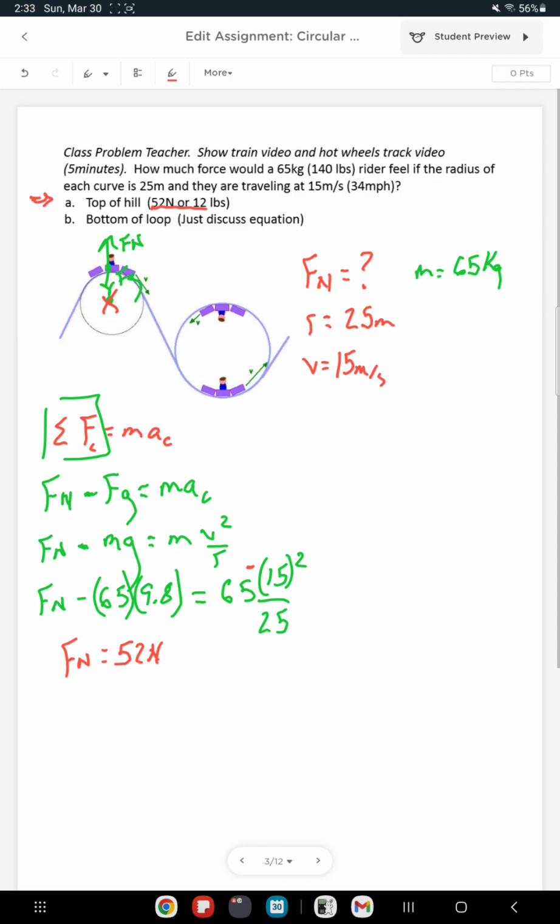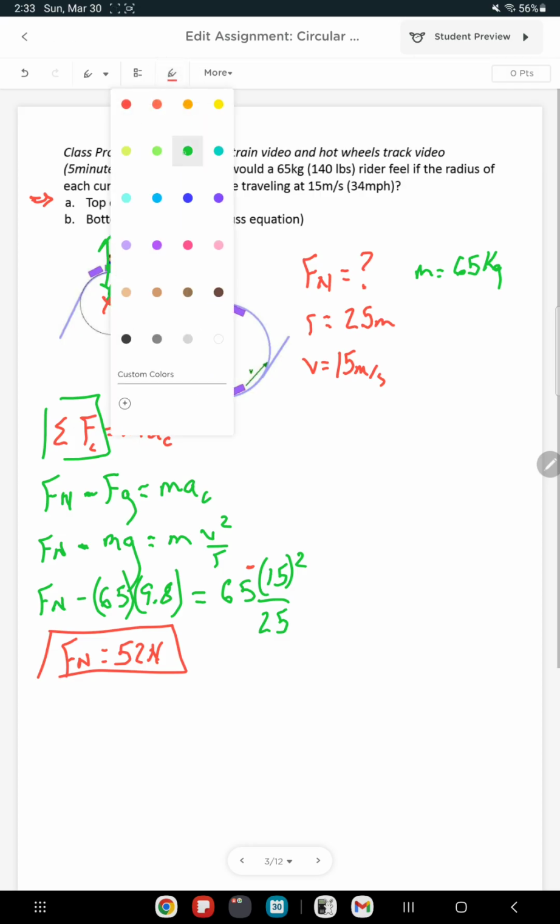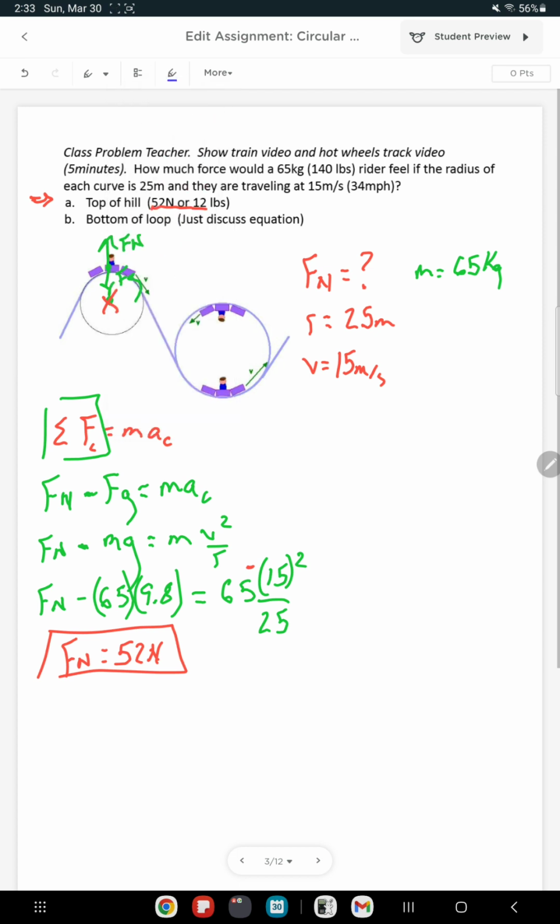So that is the top of the hill. For the bottom of the hill, I'm just going to squeeze this in down here. So that was part A. Part B wants to know Fn at the bottom of the loop, or the bottom of the hill. I guess it's the same thing in this case. Fn's question mark. So it's the same question as above. The radius, mass, velocity all stay the same.